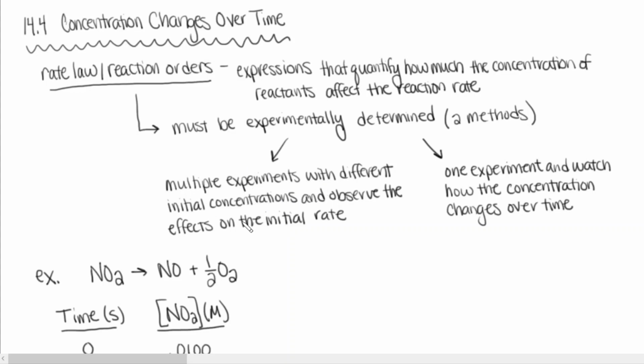We were looking at multiple different experiments in order to determine just how much of an effect the concentration had on the reaction rate, right? That's what we were trying to quantify. And from that, we could determine if the reaction was zero order, first order, or second order. We could determine this reaction order and write the rate law.